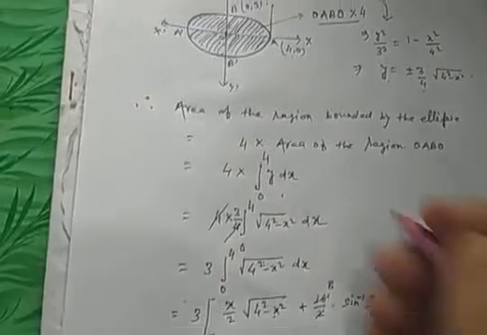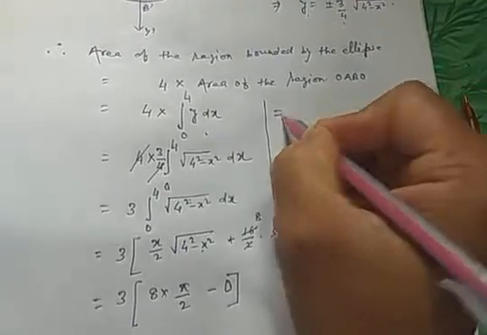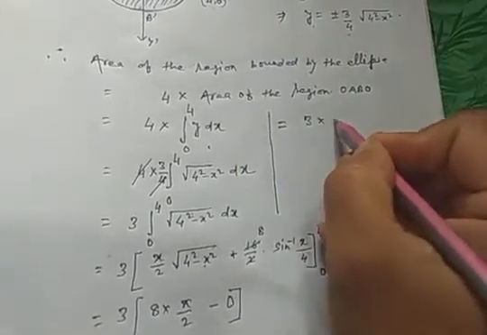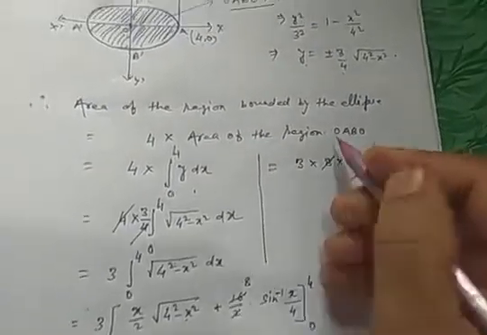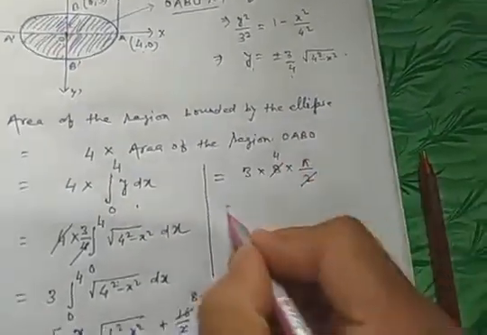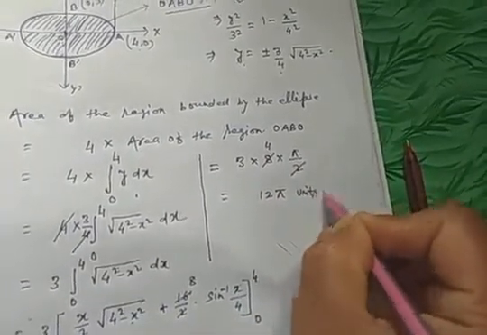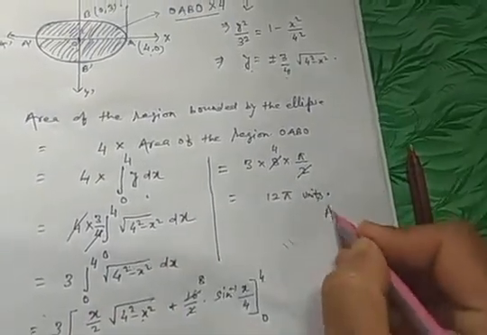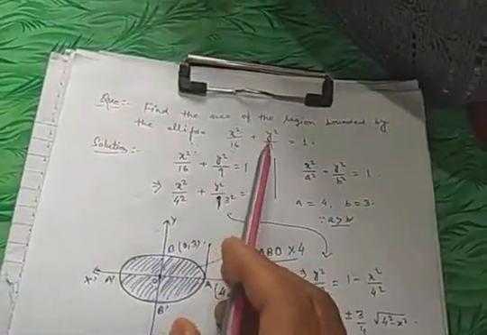So now it is equal to 3 into 8 into pi by 2. 2 fours are 8, so 3 into 4 pi is equal to 12 pi square units. This is the required area of the region bounded by the ellipse x square upon 16 plus y square upon 9 is equal to 1. Thank you so much.